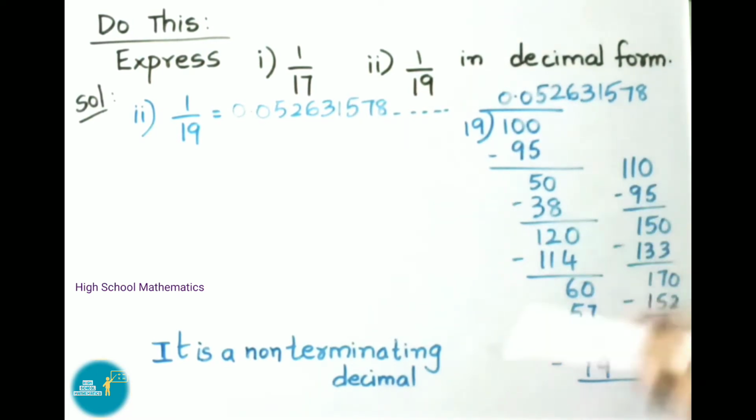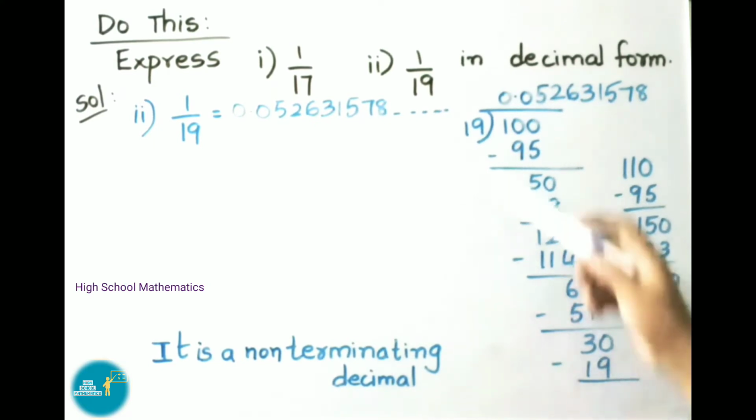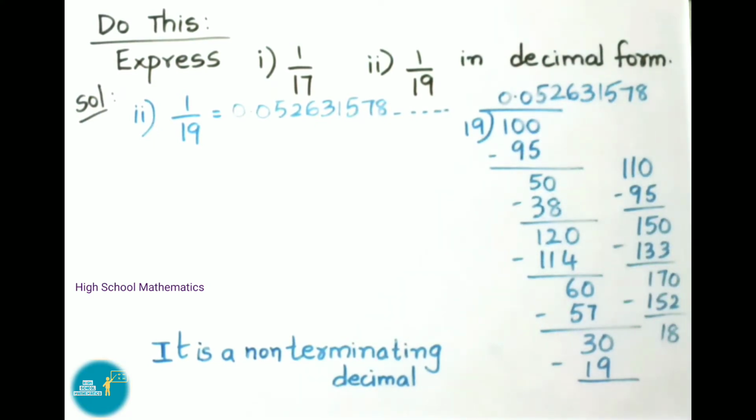Decimal is there, add a 0. Now the number is 120. 19 table, 6 times 114. 120 minus 114, we get a remainder 6. Add a 0 since decimal is there. Now 19 table, 3 times 57.